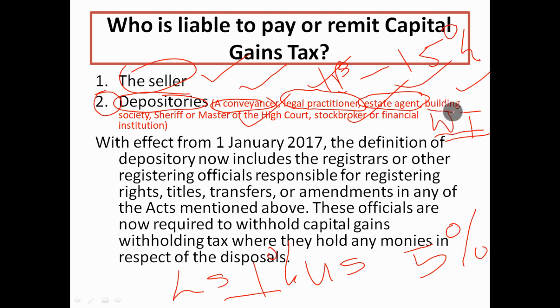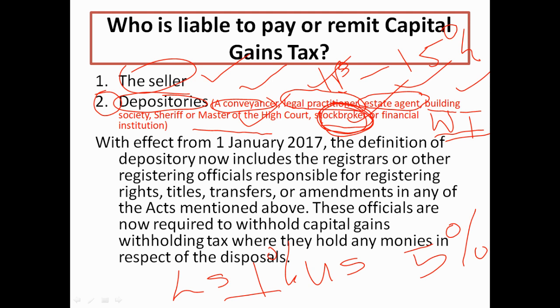The same applies to building societies, the sheriff or master of the high court, and the stockbroker. This one is with regards to shares and marketable securities. With effect from 1 January 2017, the definition of depositary now includes the registrars or other registering officials responsible for registering rights, titles, transfers, or amendments in any of the above mentioned.